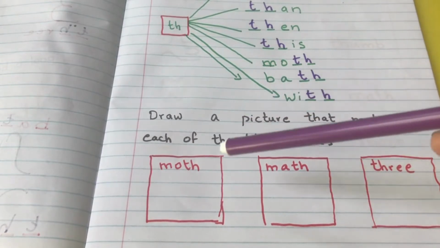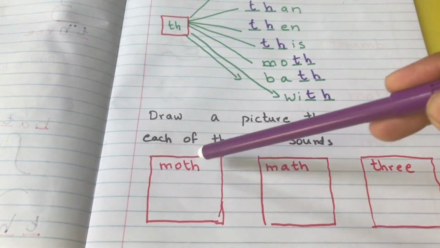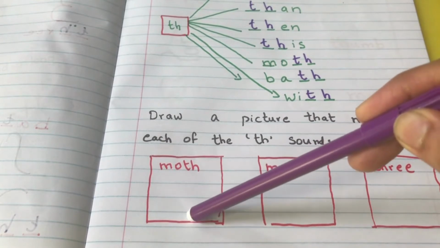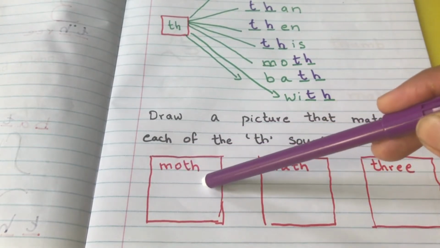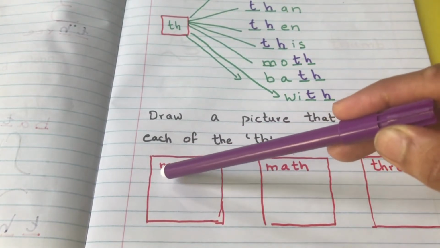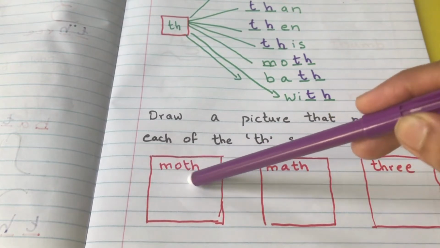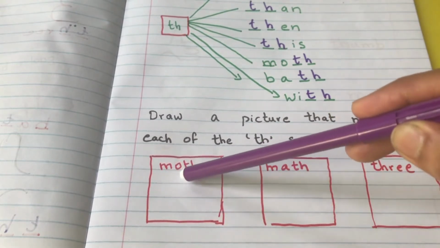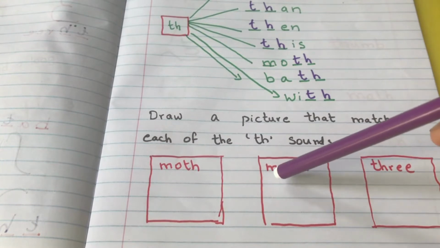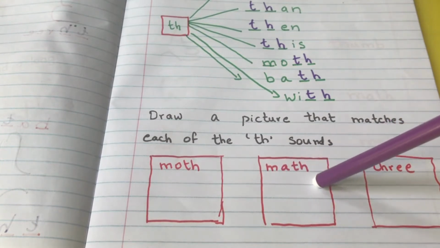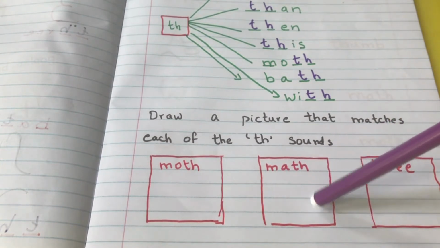What the kid has to do here is read the word and draw a picture in this box. So what is the first word? He has to first read it. What is it? Moth, moth. Then he has to draw a picture of a moth. The next one is math, math. So he can write some numbers in this box.